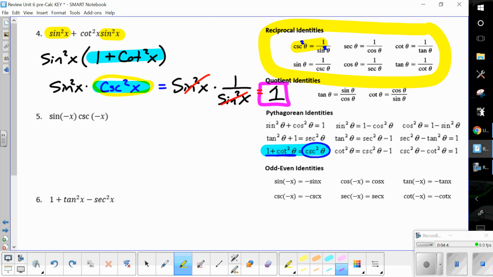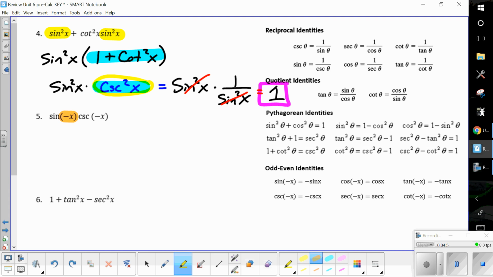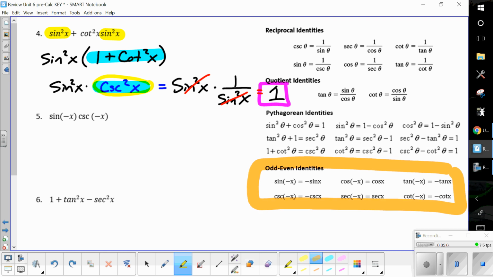Okay, next one. I'm going to go ahead and erase my markings on these tables. You'll notice that I have negatives here. So I have negative x, negative x. The only place I see that on the table is down here in the odd even identities. And the first one says sine of negative x. I notice right there, you'll notice the negative moves away from the x and it floats out front. And then I also have cosecant of negative x, and I get the same thing. So now I have sine of x with the negative out front.